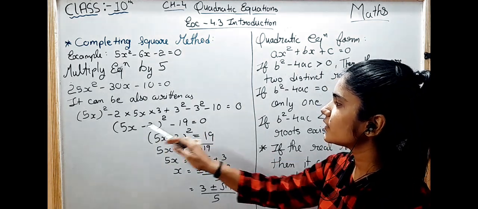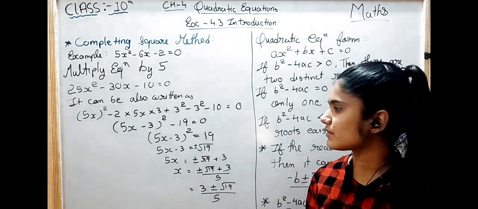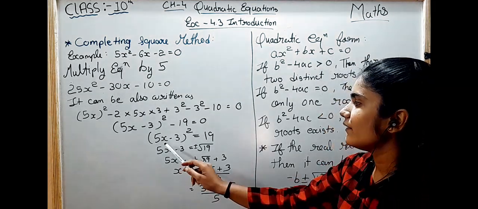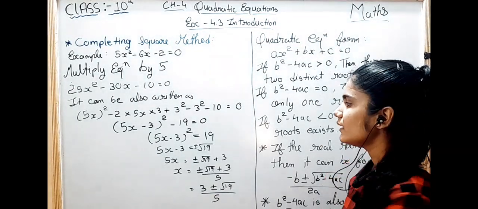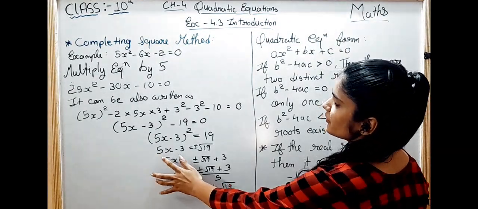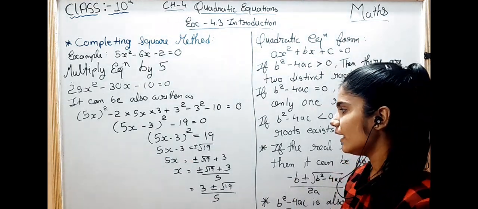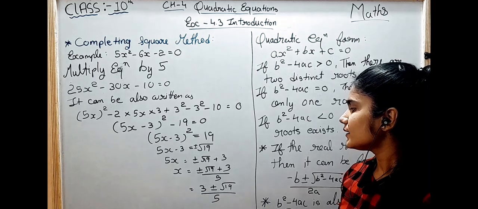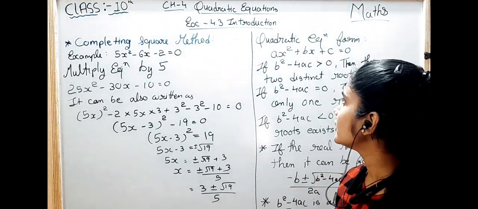We have written it in the format of 5x minus 3 whole square minus 19 is equal to 0. 5x minus 3 whole square is equal to 19. Removing the square, it comes out to be 5x minus 3 is equal to plus or minus under root 19. And the roots of x are 3 plus or minus under root 19 upon 5.